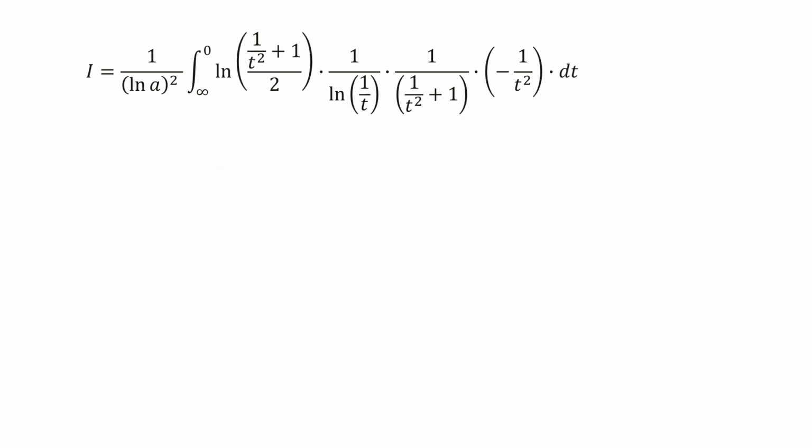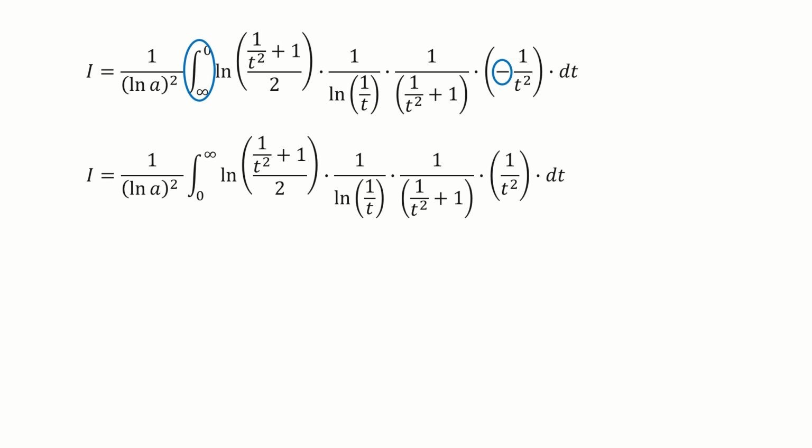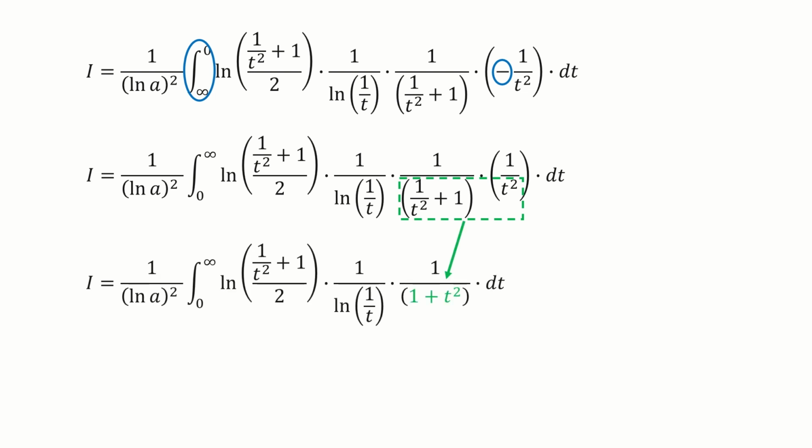I copy it here. So first, we use this negative sign in front of this 1 over t squared term to flip the lower and upper limits back. And we got here. And then for these two terms in the denominator, we can multiply them together and simplify them. So we got here.